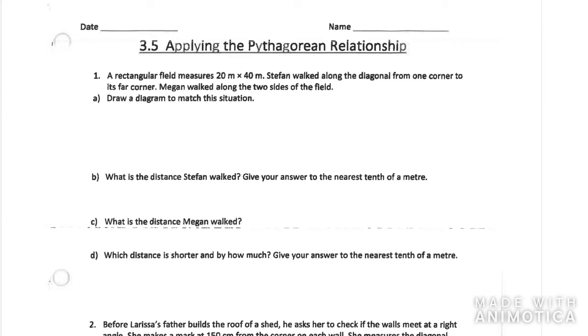So we know that we have a rectangular field. And we know that one side is 20 and one side is 40. Well, Stefan walked along the diagonal, which means he walked right across the middle. Well, there's our diagram.